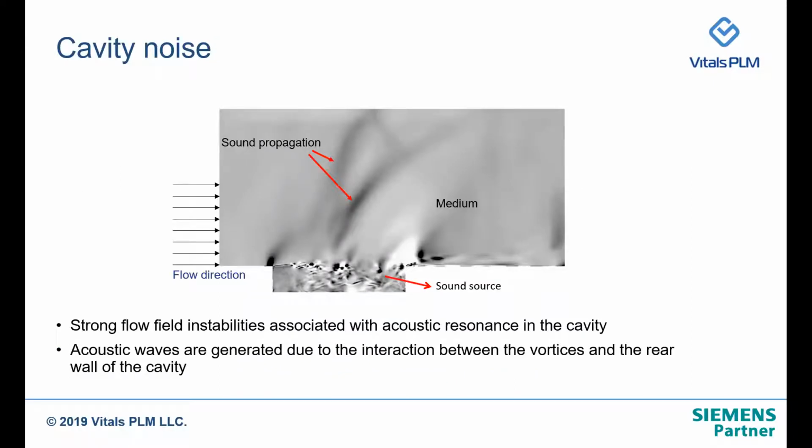Cavity noise, we have seen this example in the previous slides. Here, a highly unstable shear layer oscillates and interacts with the trailing edge of the cavity, and becomes a source for the sound, and then from there the sound will propagate in all directions. And there is a strong feedback connection between the flow field and the sound field, which is produced and propagated.